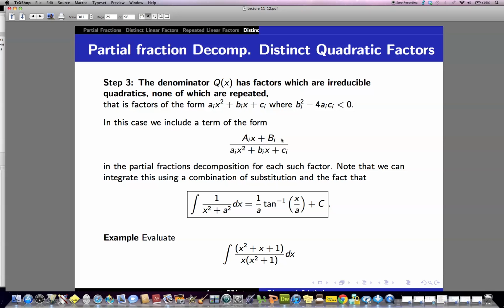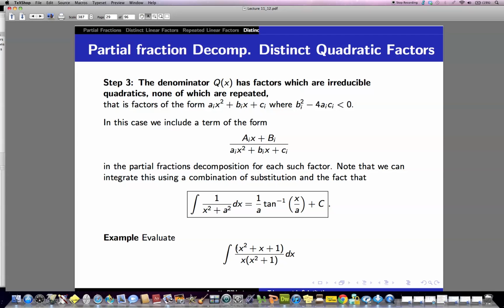A_i x plus B_i, where the A_i and the B_i are unknown, over my known quadratic factor, which appears only once in the factors of Q of x. And note that we can integrate all of these either using our tan inverse, our substitution, or trigonometric substitution.